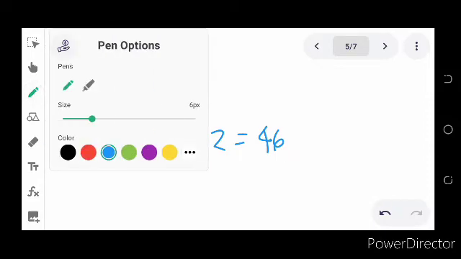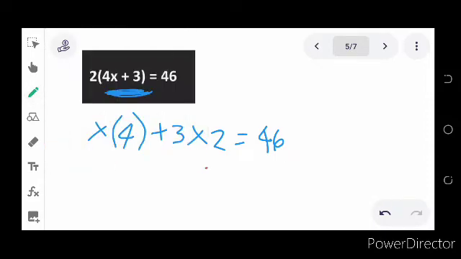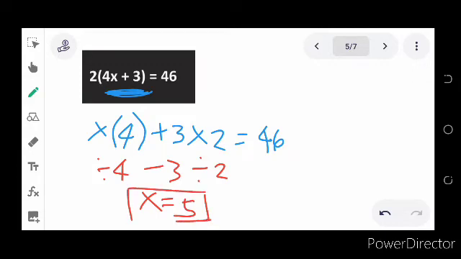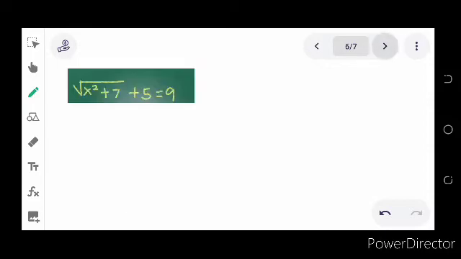To get the x, we're going to reverse our operations. This becomes divide by 2. This becomes minus 3. This becomes divide by 4. So your x now is 46 divided by 2. That gives you 23. Minus 3 is 20. Divided by 4, your x is now equal to 5. And when you check that answer, that will satisfy the equation, which means your answer is correct.